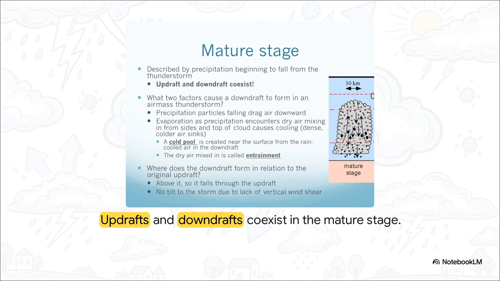As the updraft continues to feed the storm, massive amounts of precipitation finally begin to fall. As these precipitation particles drop, they physically drag air downward with them. At the exact same time, dry air mixing in from the sides of the cloud causes evaporative cooling, which creates dense cold air that rapidly sinks. This creates a powerful downward column of air called a downdraft. So in the mature stage, both massive updrafts and violent downdrafts exist side by side inside the very same cloud.